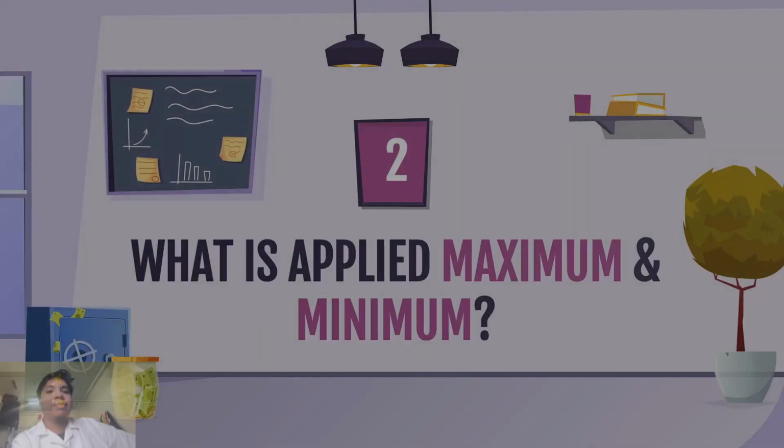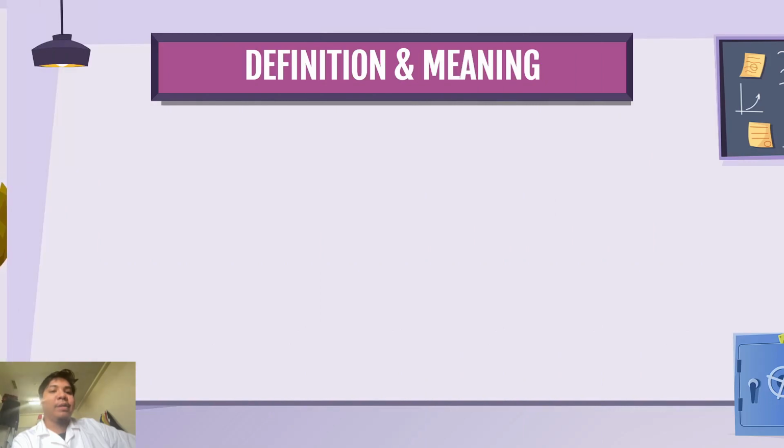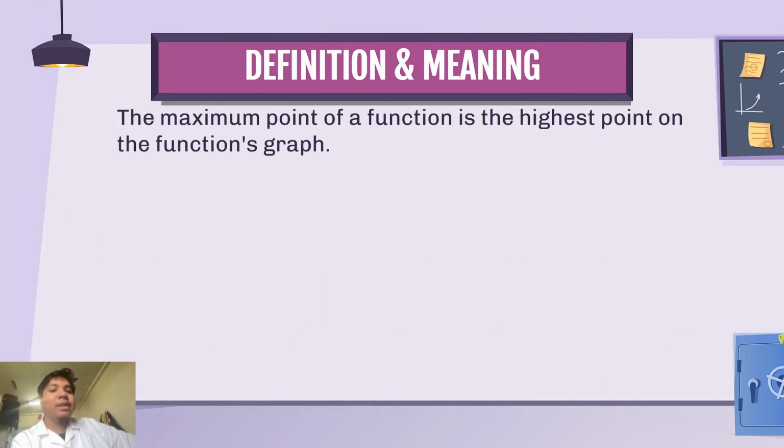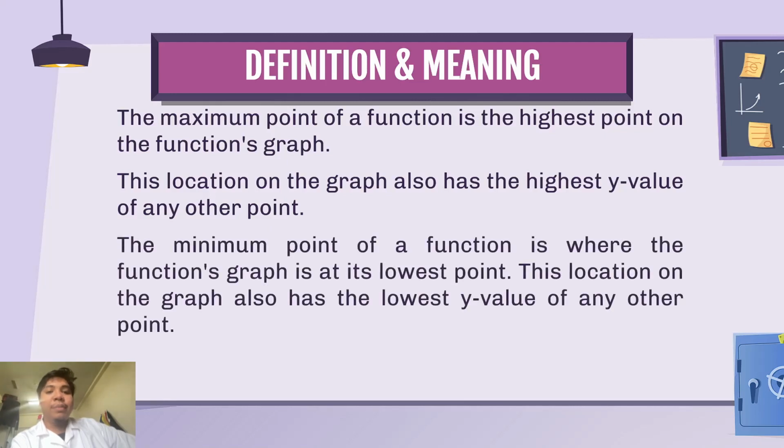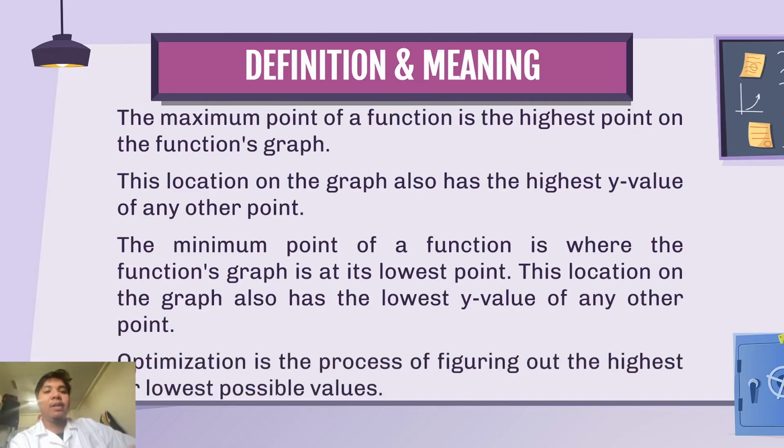So, what is maximum and minimum? The maximum point of a function is the highest point on the function's graph. This location on the graph also has the highest y value of any other point. The minimum point of a function is where the function's graph is at its lowest point. This location on the graph also has the lowest y value of any other point. Optimization is the process of figuring out the highest or the lowest possible value.